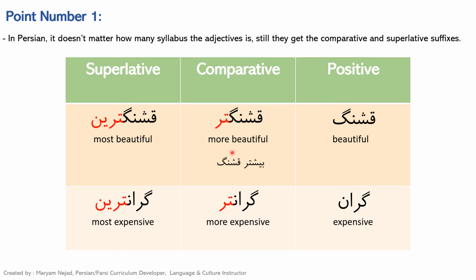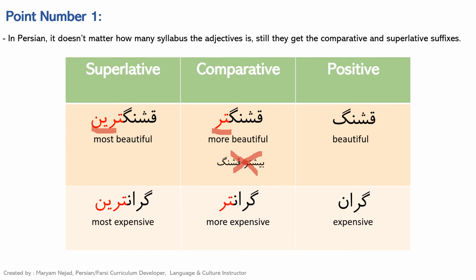So for example, they want to say more beautiful, so they literally say بیشتر قشنگ. But again, we just need to go ahead and add the suffix tar to the adjective, which is actually easier, and it works with every adjective, or the same with superlative adjectives too. We don't need to literally translate most beautiful. We can just add the suffix tarin to the adjective.